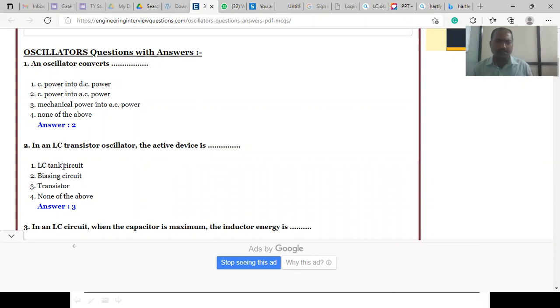LC tank circuit, no, because here the inductor and capacitor are used. Biasing circuit, there should be use of the resistance, it is not the part. Transistor, we know that the transistor is the active device. None of the above, no, because your answer is transistor. So the transistor is the active device, so your answer is transistor. Did you understand how the answer is transistor? Please give me a reply if you have understood or not understood.